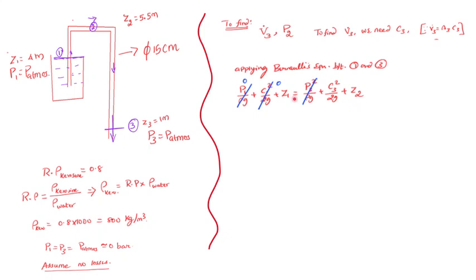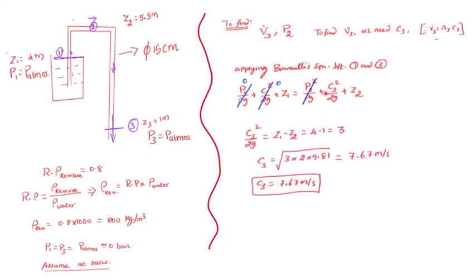If you think of it, we know Z1, we know Z3, we know g, the only unknown is C3. So I'm going to substitute everything that we know. Again, this should say Z3, not Z2. It's a mistake that I've made. And rearranging the equations, I get C3 equals 7.67 meters per second. That is the velocity with which the oil is flowing out of section 3.